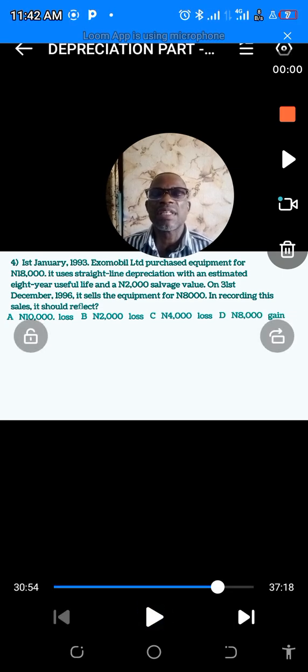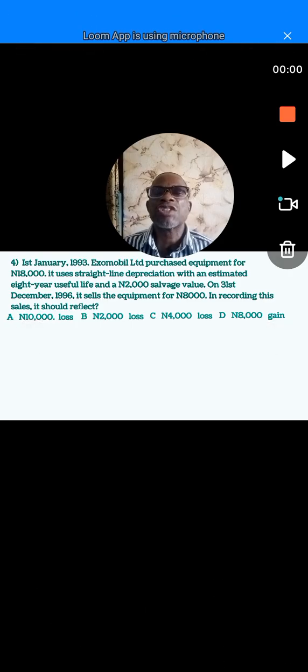Question 4 says, on 1st January 1993, ExxonMobil Limited purchased equipment for 18,000 naira. It uses straight line method with an estimated 8 years useful life and a 2,000 naira salvage value. On 31st December 1996, it sells the equipment for 8,000.